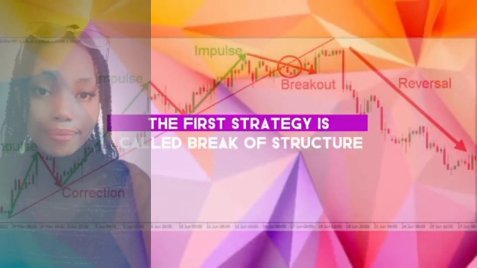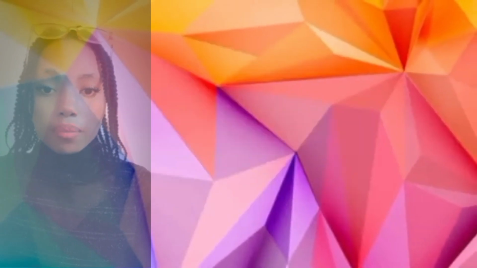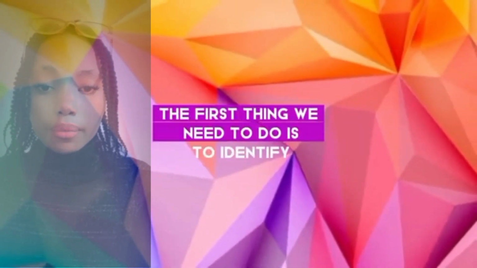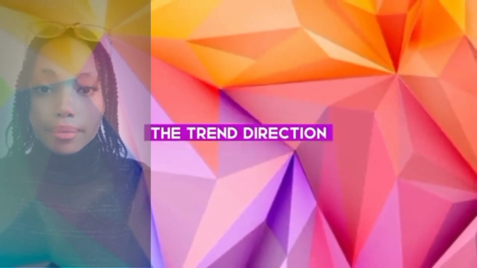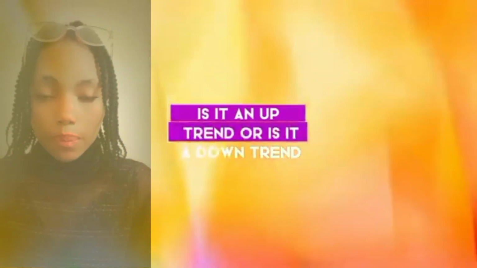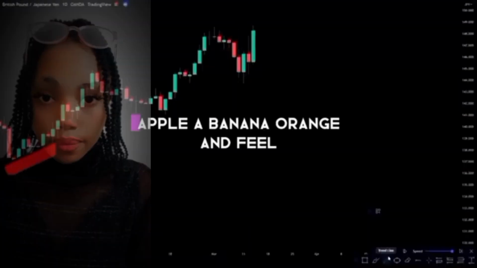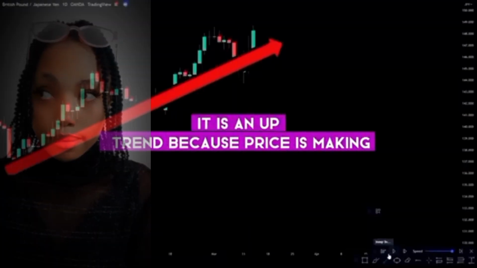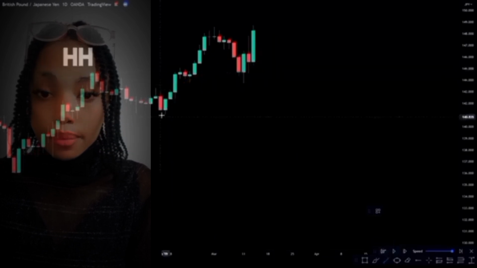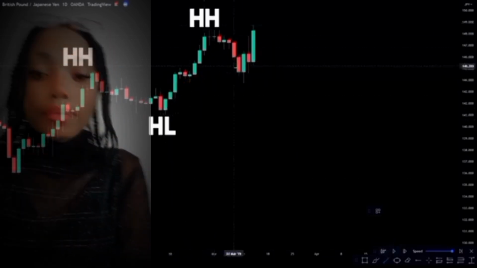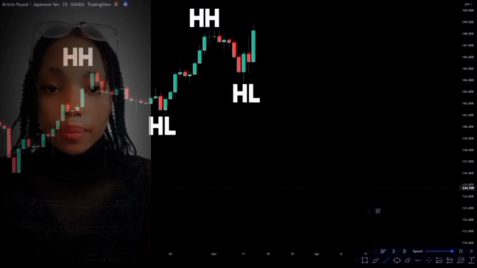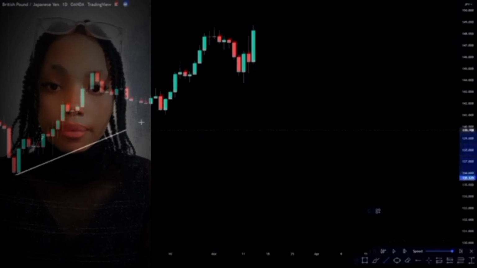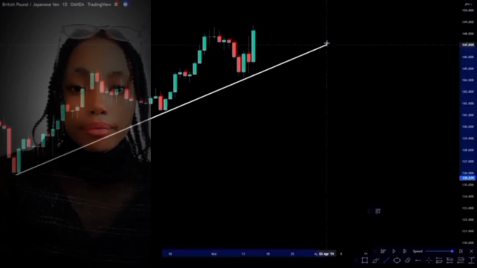The first strategy is called break of structure. The first thing we need to do is to identify the trend direction. Is it an uptrend or is it a downtrend? So right now it is an uptrend because price is making higher highs and higher lows. So we can draw a little trend line connecting all these higher lows right here.